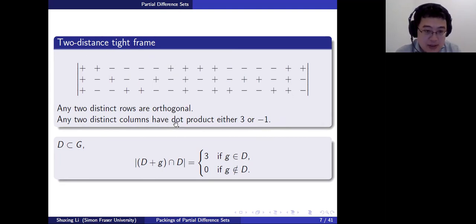And I guarantee you that this example of a two-distance tight frame can be rephrased in terms of group and subset. Actually, we can choose some very proper group G and subset D so that G itself has the two intersection size property. And this property guarantees the two distinct dot products. So I will give you more details about this example in the next section.